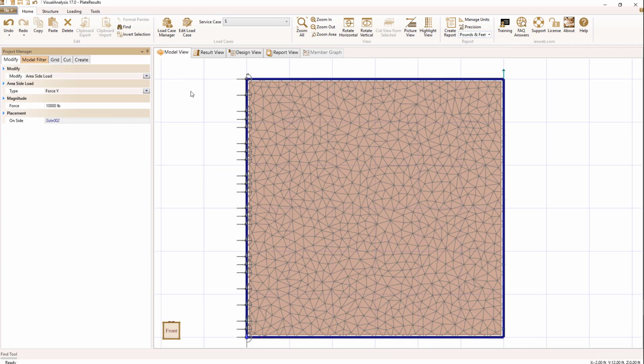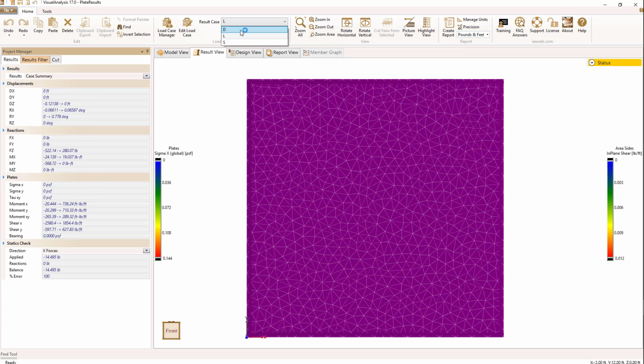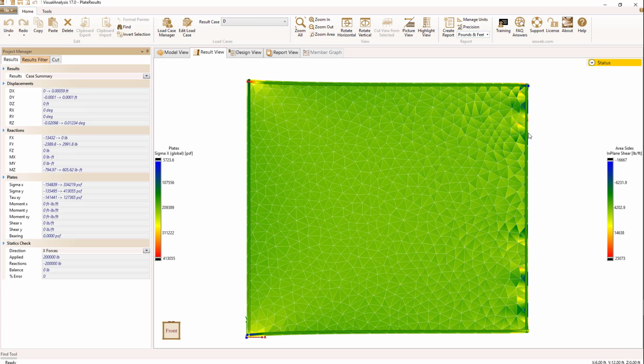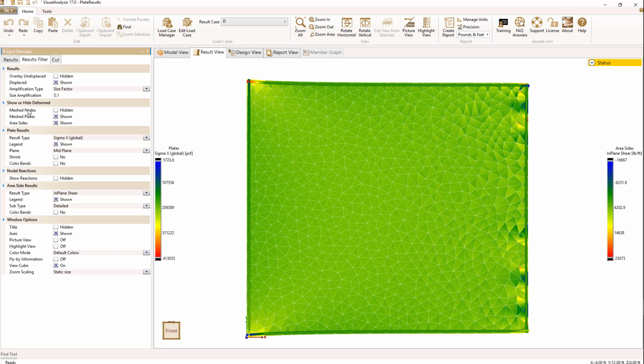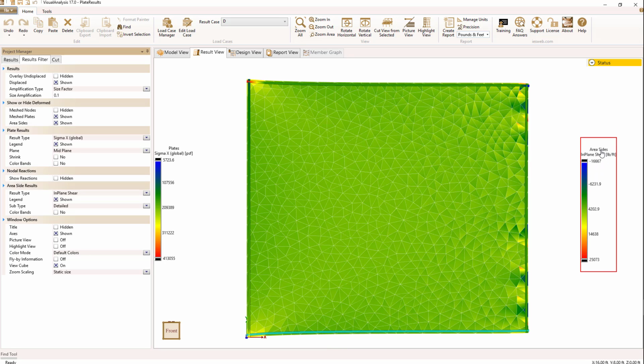So let's now look at the results and the area side results that come from them. Okay, let's start off with the dead load case. In the dead load case, I am stretching this thing from left to right. And when we look at the results filter, we want to make sure to turn on area sides for what we're showing. And when we take a look here, we'll see these green lines showing the area sides. And if we look at the legend over here on the right, currently we're showing in-plane shear in pounds per foot.